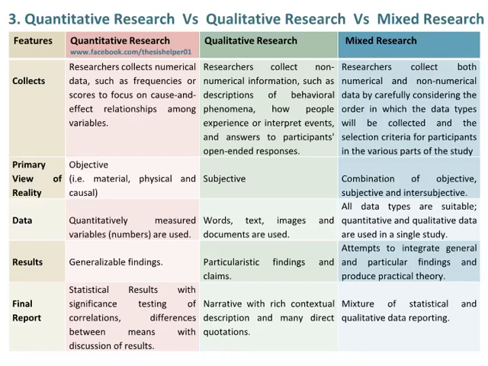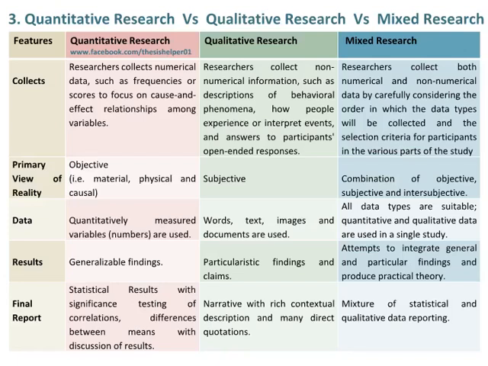Results of quantitative research are based on generalizable findings. Whereas results of qualitative research are based on particularistic findings and claims. Whereas results of mixed research are based on attempts to integrate general and particular findings and produce practical theory.